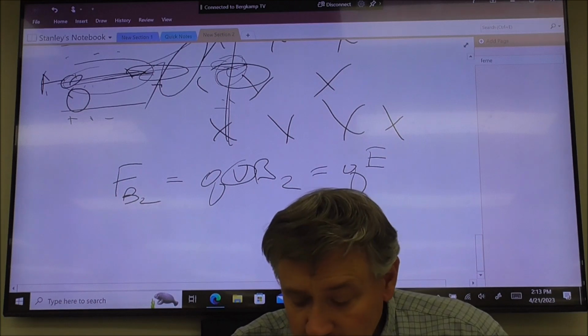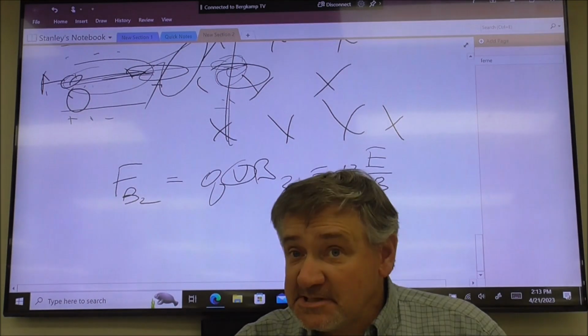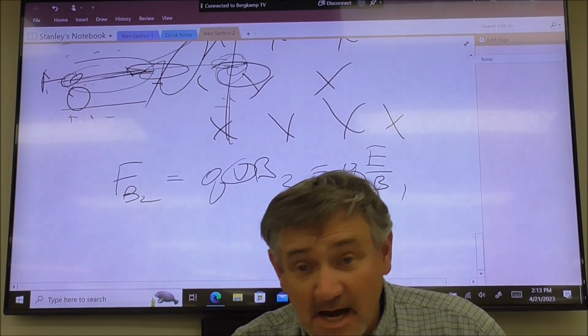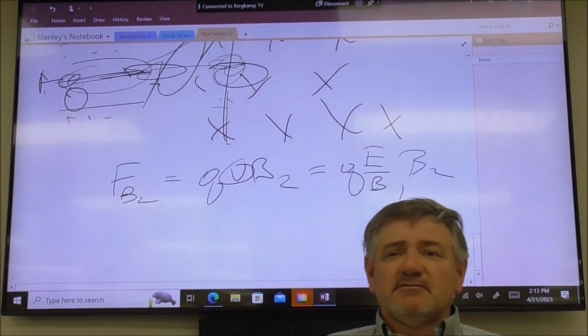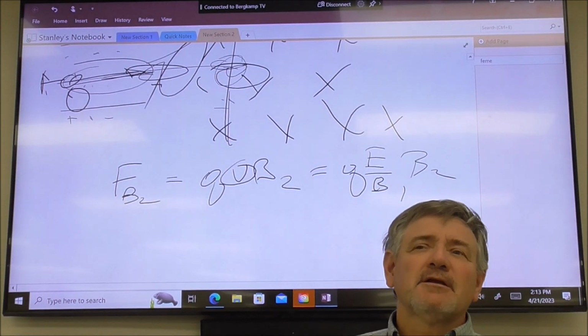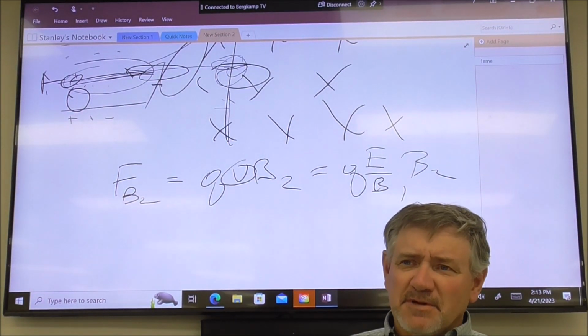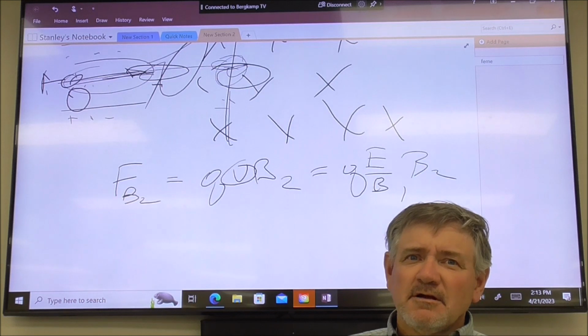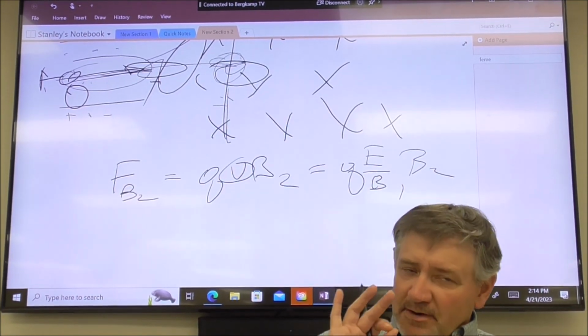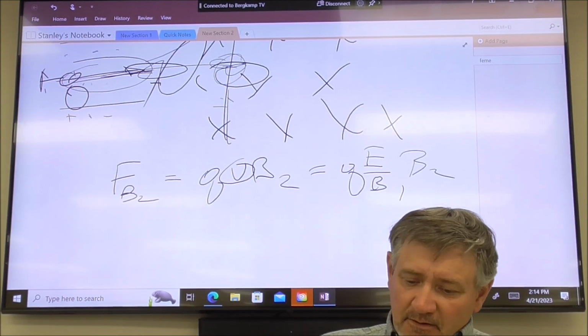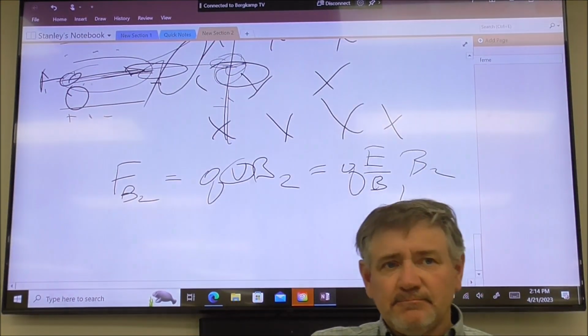E over... Oh, because you're not allowed to. B, but which B? B1. B1 times... it's the one. Now, can we cancel out the magnetic fields? We would like to. No, you cannot. You can't cancel out the magnetic fields. What's the only way you can cancel out the magnetic fields? If they were the exact same value. They're equal. Now, with that said, keep going.